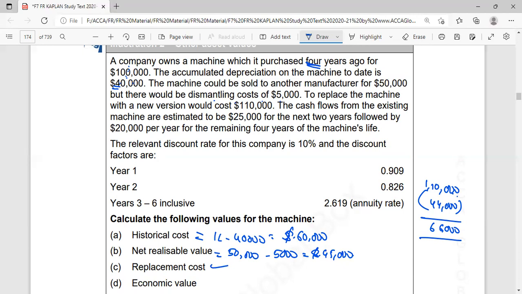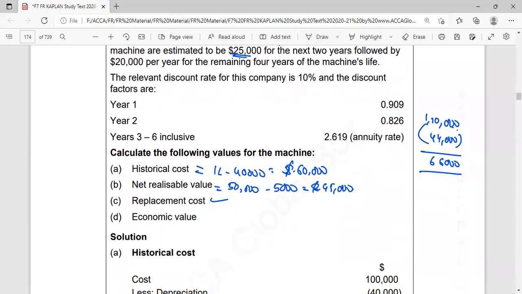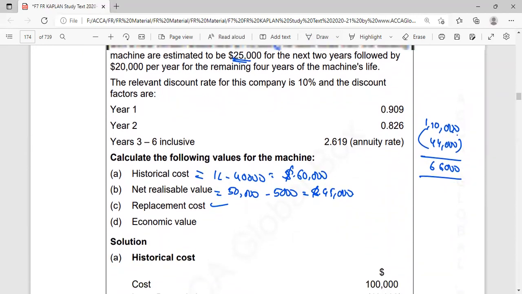And another one is economic value. Economic value is nothing but fair value, present value. So how to calculate the present value? Here it is clearly stated that the cash flows from the existing machine are estimated at 25,000 for the next 2 years, so 25,000 and 25,000, followed by 20,000 for the remaining 4 years, that is years 3 to 6.